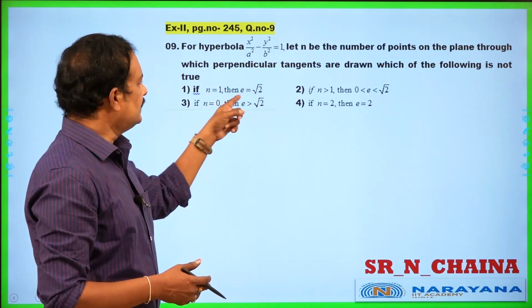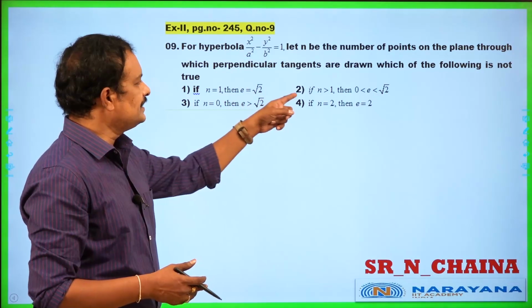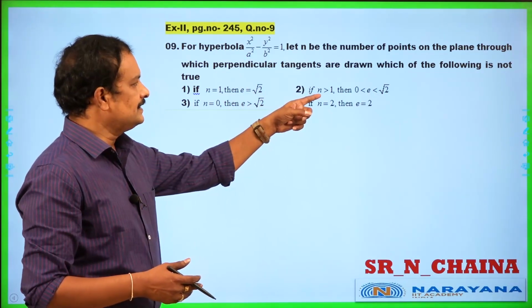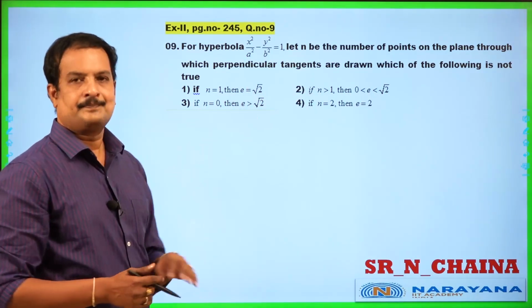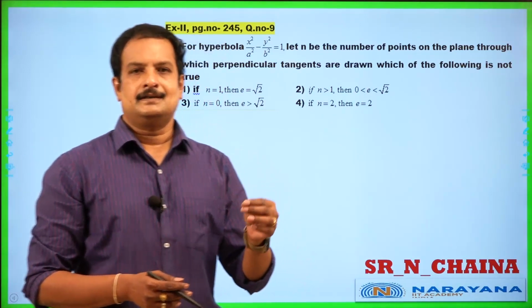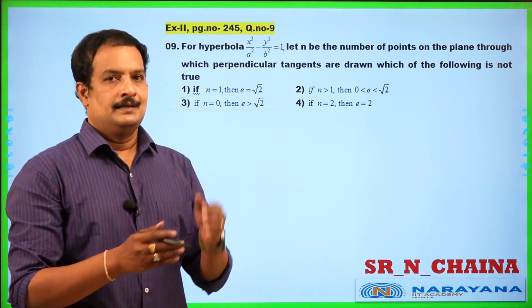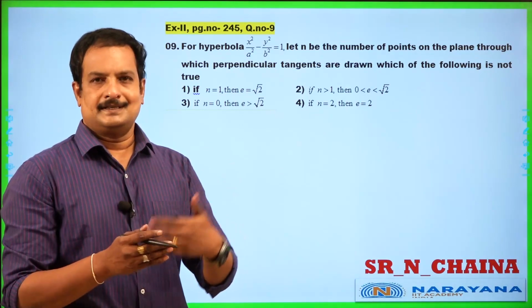If n = 1, then it is given that e = root 2. If n is greater than 1, then 0 < e < root 2. Similarly, the other two options. Now the important thing here, what you are supposed to learn here, is the director circle, if you consider.